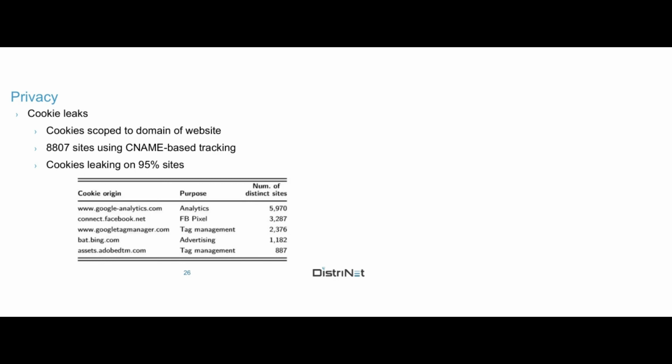So in the table, we see the most common origins of the cookies that were leaking to the CNAME-based tracker. So for instance, Google Analytics sets a first-party tracking cookie, which then leaked in a large number of cases to the third-party, to the CNAME-based tracker. So these leaks are not all intentional. However, we also found that cookies were leaking in the URLs of requests.